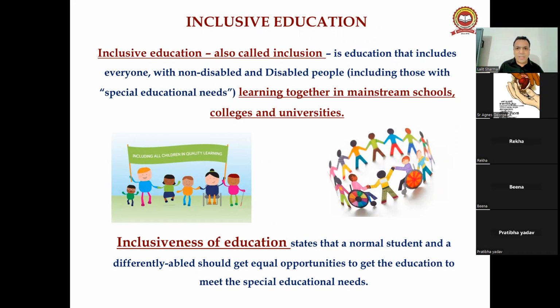You can see the definition. It is a type of education that includes everyone, non-disabled and disabled people, including those with special educational needs, learning together in mainstream schools, colleges, and universities. Got the point? You can see the figure.